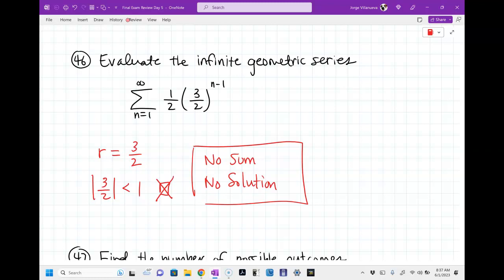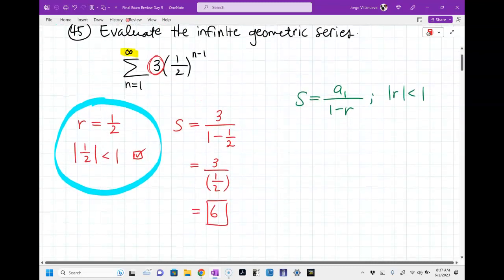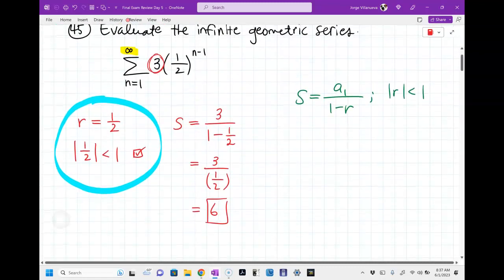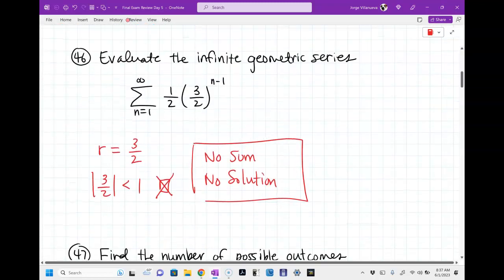So those are the last 2 infinite geometric series problems. We didn't get to do those yesterday because we were only doing 11 at a time, so we stopped at the 11th one. We still had 2 more to go, but these aren't too difficult. Like I said, just know your formula, know what's important. The r value is important. Check it. If it works, do the work. If it doesn't work, then say you can't do the work. No sum or no solution.